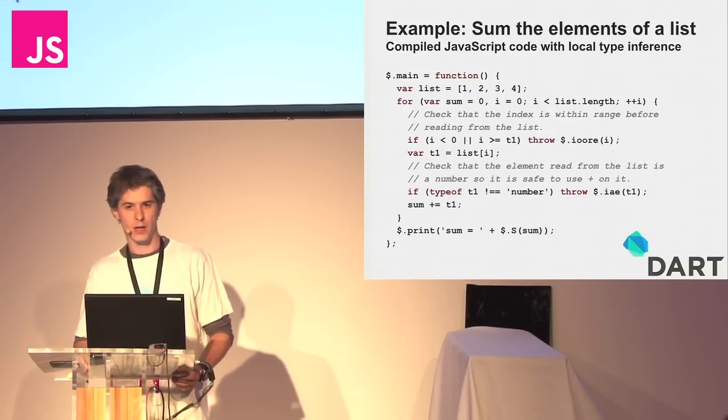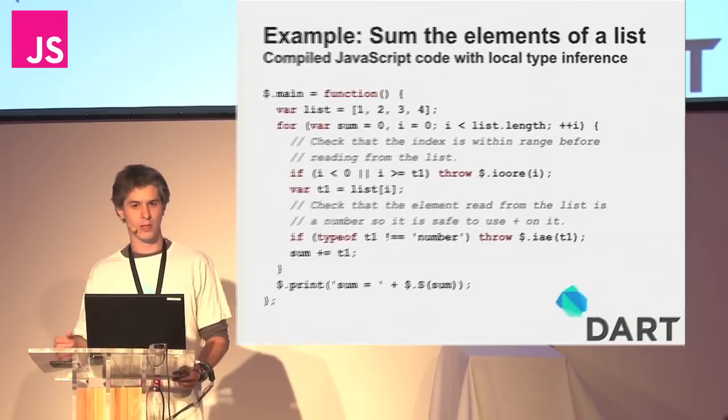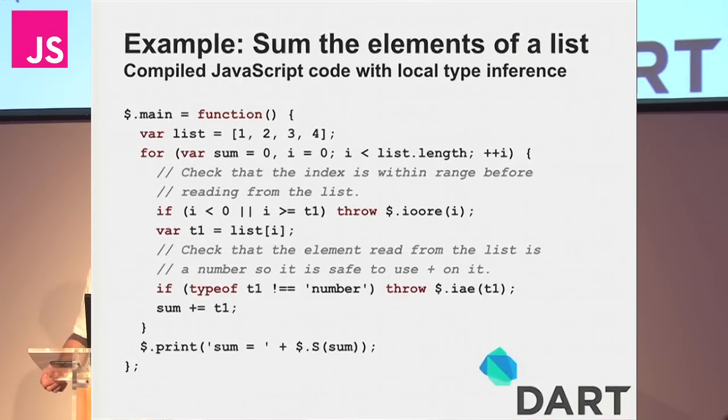Going back to the example that we had before, instead of having all these method calls, all the static calls to the interceptors, we now have none left. In this example, every variable is known, the type is known, so we know that the list is an array. We know that the sum is a number. We know that i is an integer. The only thing we actually still have to do is do the checks.